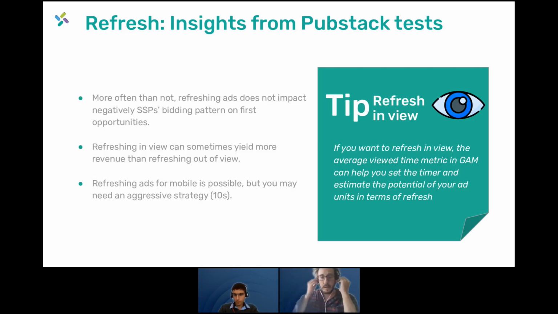One quick tip if you want to implement or improve the way you refresh ads: you can have a look at the average view time metric given by Google Ad Manager to estimate what a good timer would be to have refresh opportunities. Because if your ad unit on average is viewable for 10 seconds and you put a 20-second timer, you're not going to end up having a big uplift.